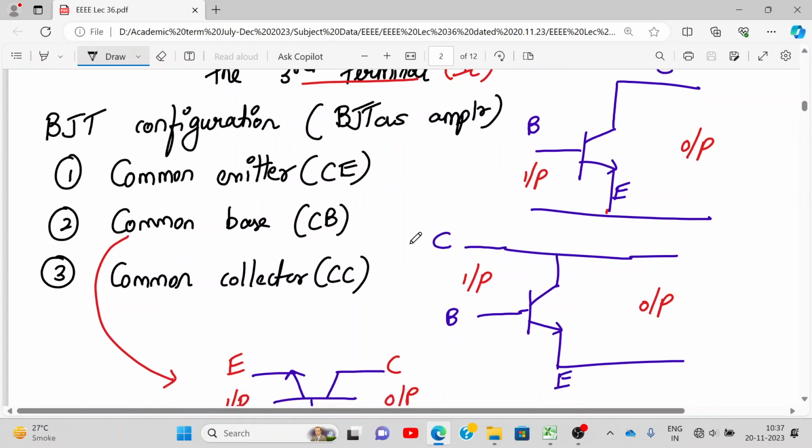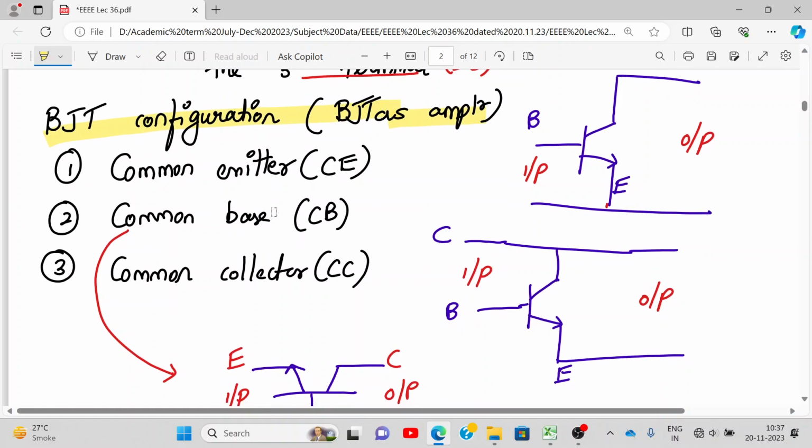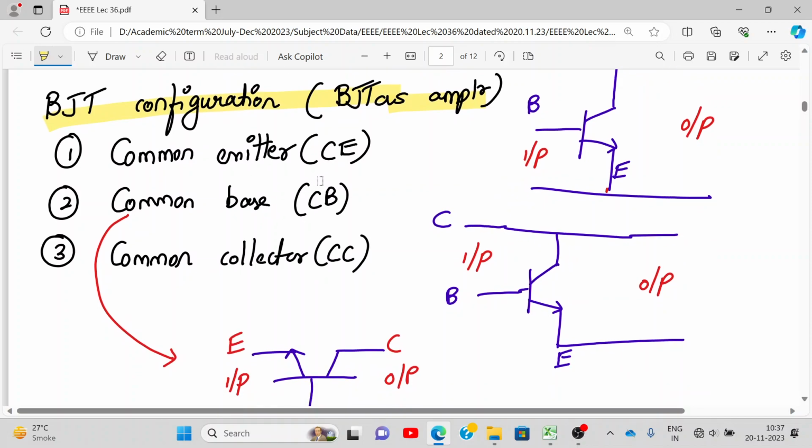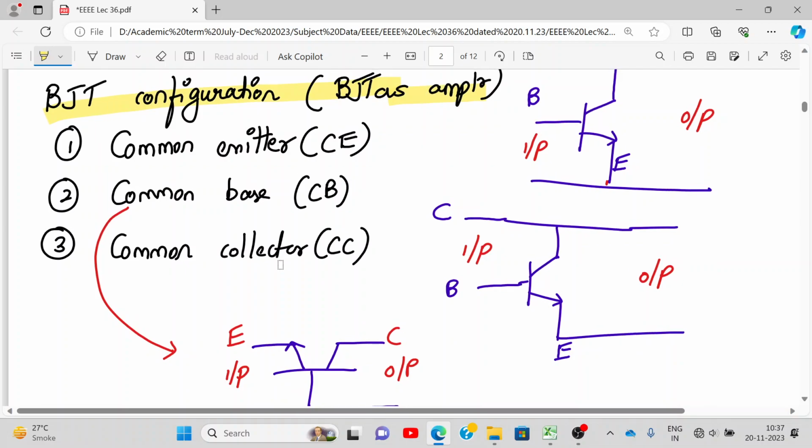Okay. Then next topic is BJT configurations, very important. Write down BJT configurations. First configuration is common emitter, short form CE. Second is common base, and third is common collector. Please write down quickly. See, modes of operation of the BJT were different. Configurations are different. Configurations are basically for using the BJT as an amplifier. So first is common emitter, next is common base, next is common collector.